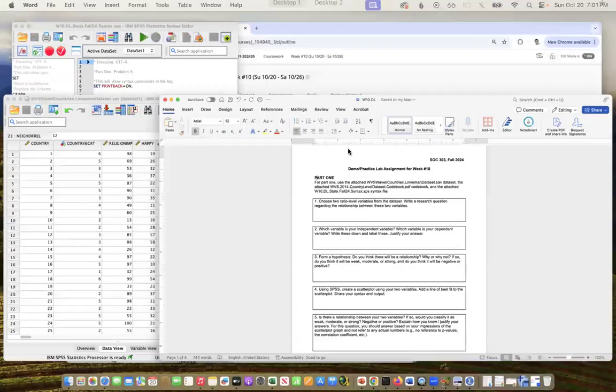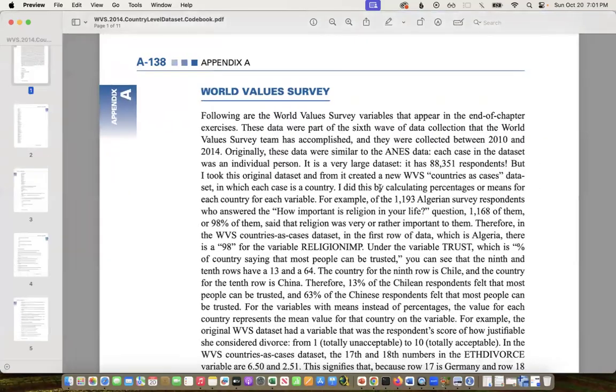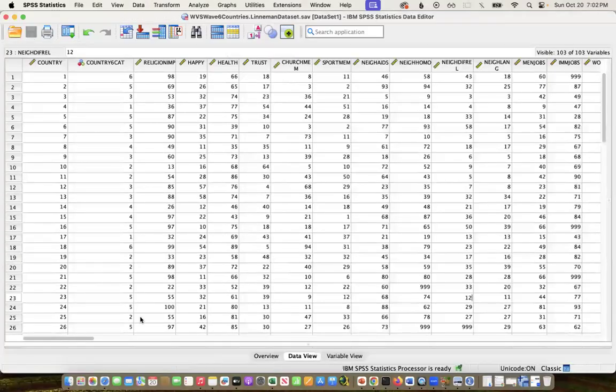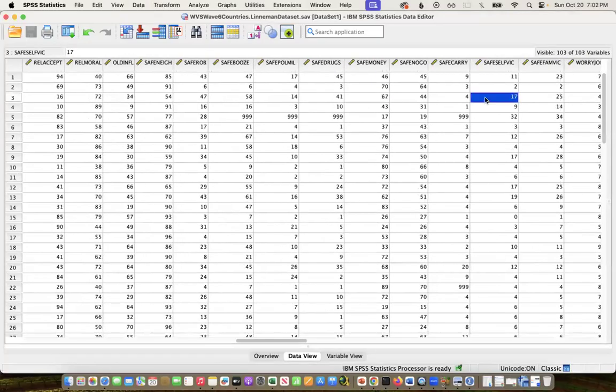Now, the reason we're doing this is because we're doing a scatter plot. And what this data set is, is something that Thomas Linneman put together for a social statistics book he wrote. He took a World Values Survey data set, which had data at the individual level that was collected in different countries from nationally representative samples from 2010 to 2014. And he transformed it from an individual level data set, with 88,000 plus cases, to a country level data set. So when you go to the data set, what you see is that each country is a different row. So, for example, if you go to Civic 1, this is for this country, right?